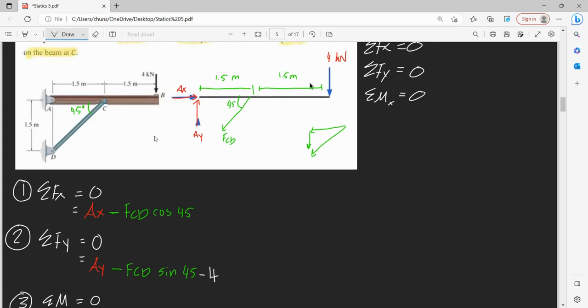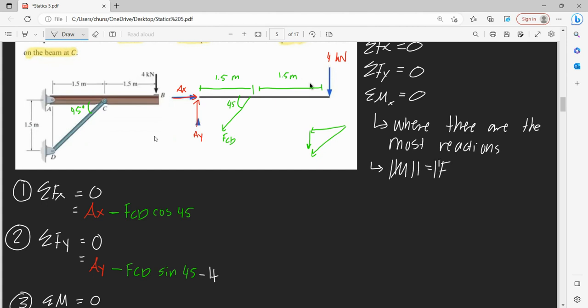And now for our moment. So where should we put our moment? So we should put our moment where there are the most reactions. Right, because we know that moment is developed by our force times our distance, right? So if you have forces acting on the point that you're measuring your moment from, that makes your distance equal to 0.